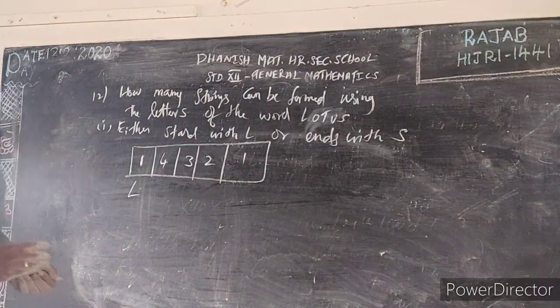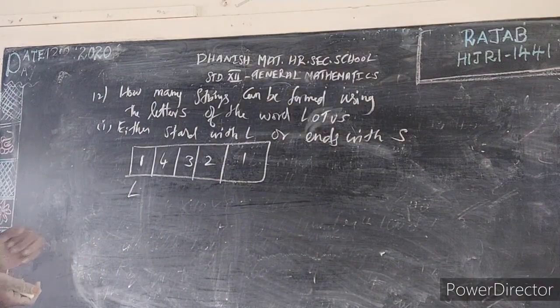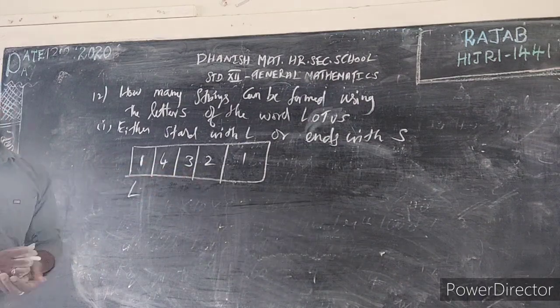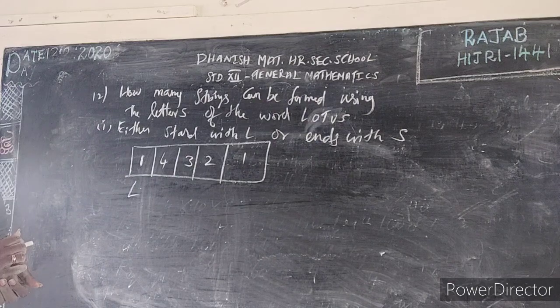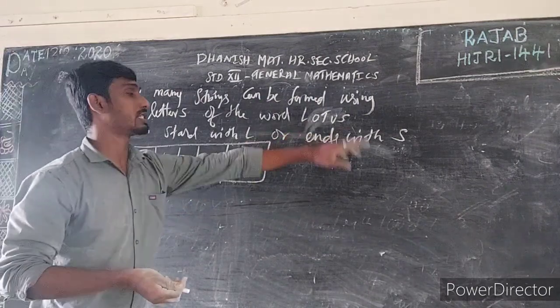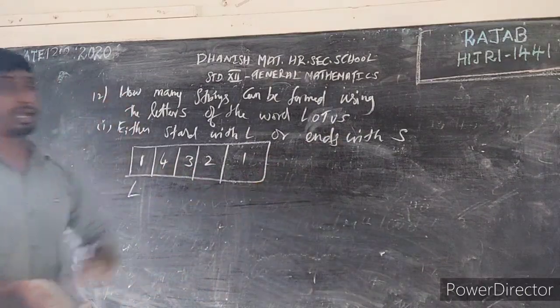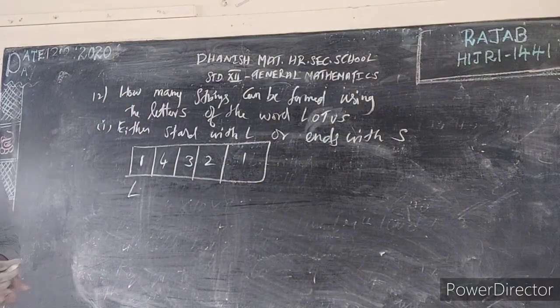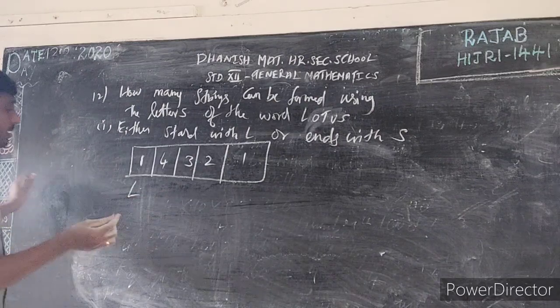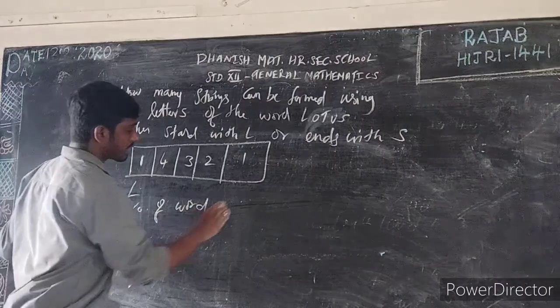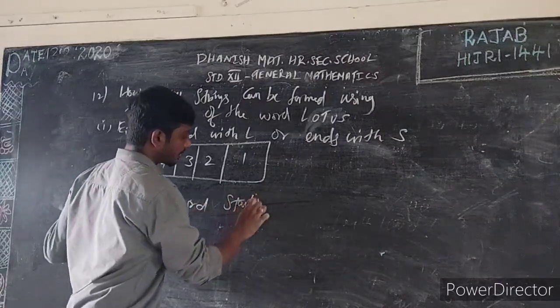So let me multiply this, because since the word starts with L, the remaining 4 boxes can be filled in 4 into 3 into 2 into 1 ways using the remaining letters, that will be OTUS. That's why you are applying 4, 3, 2, 1. Let the number of words starting with L be this.